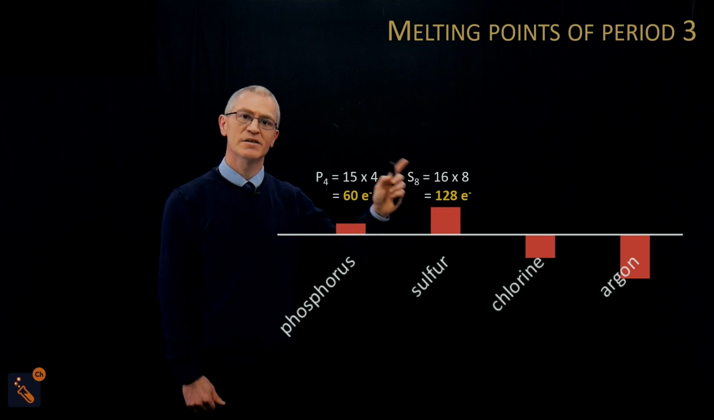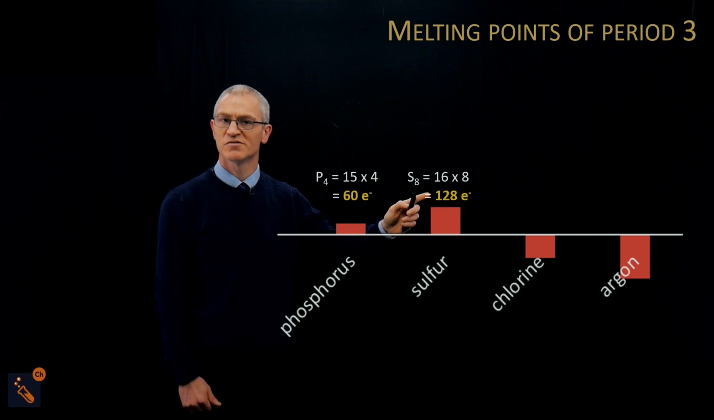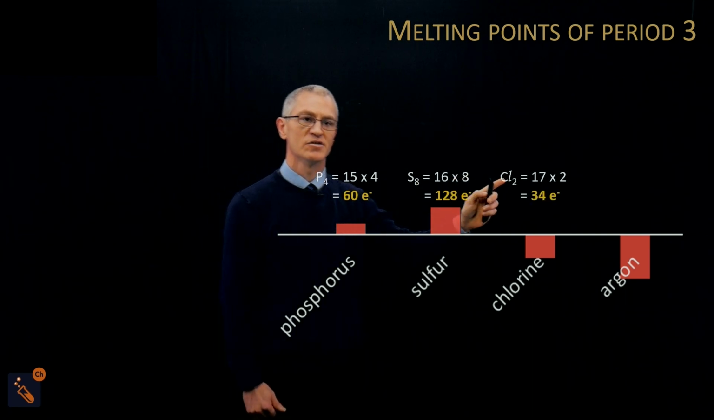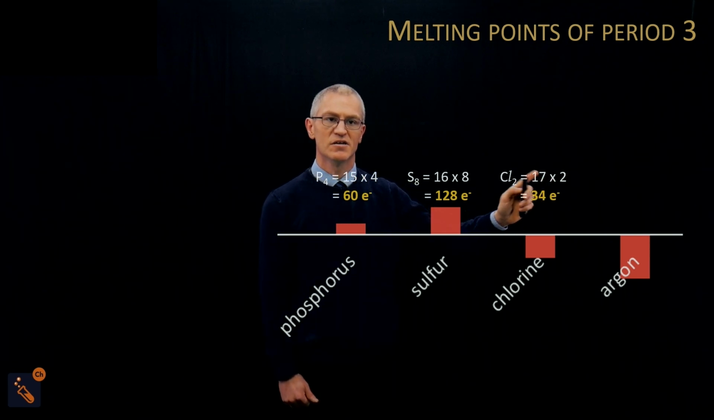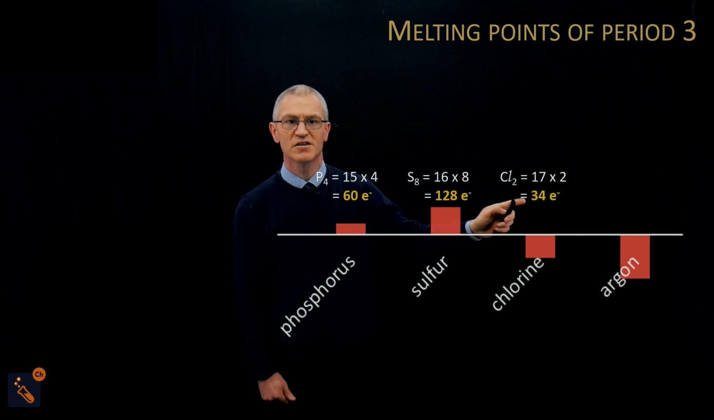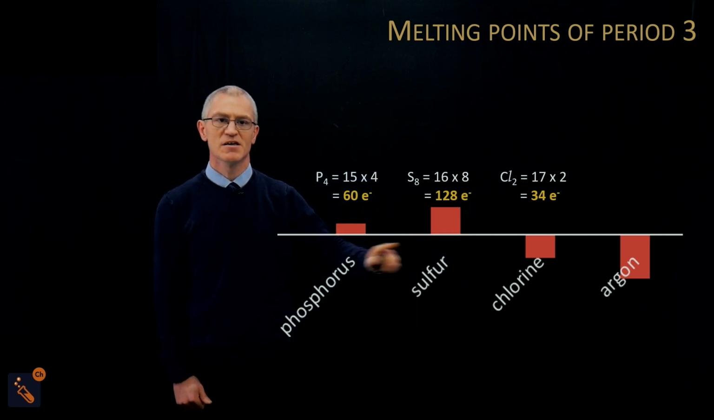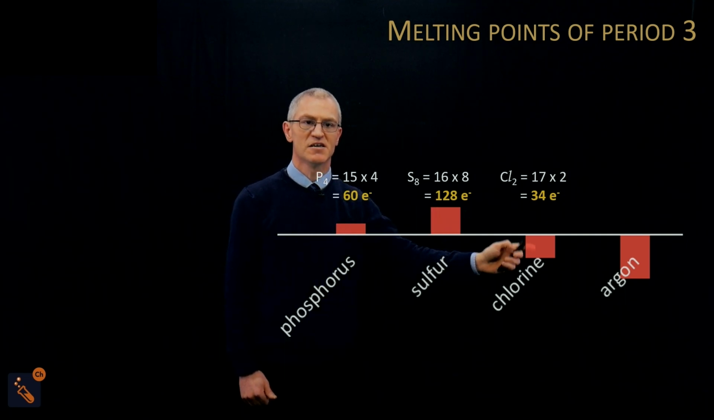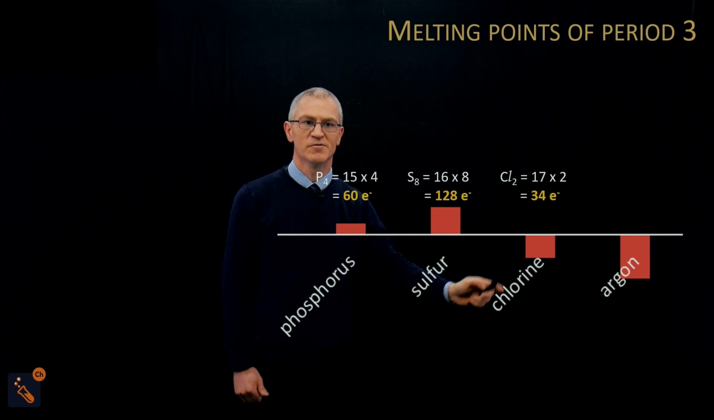Then go to chlorine. Now think about this before I put it on. What is chlorine? What's the formula of the molecule? Well, the formula of the molecule is Cl2. In each chlorine, there are 17 electrons. There are 2 atoms, so 17 times 2 is 34 electrons. 34 is less than 60. 34 is much less than 128. So it makes sense that the London forces are weaker, and therefore this melting point's gone way down.